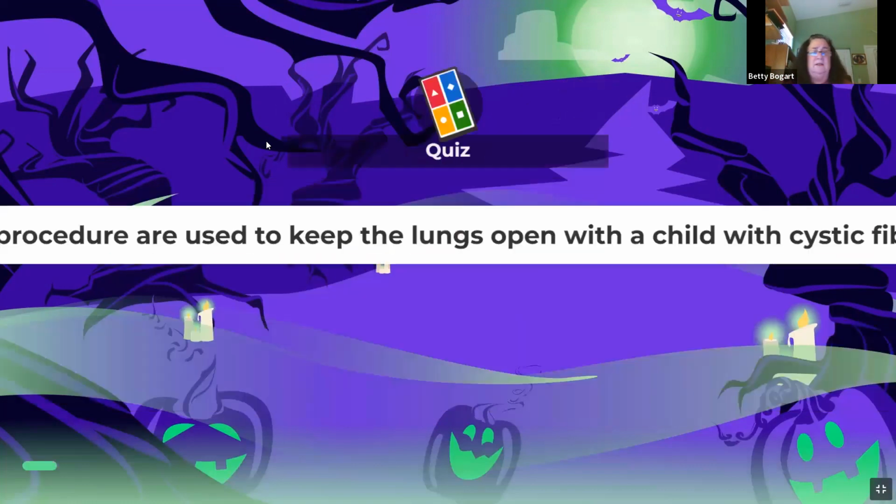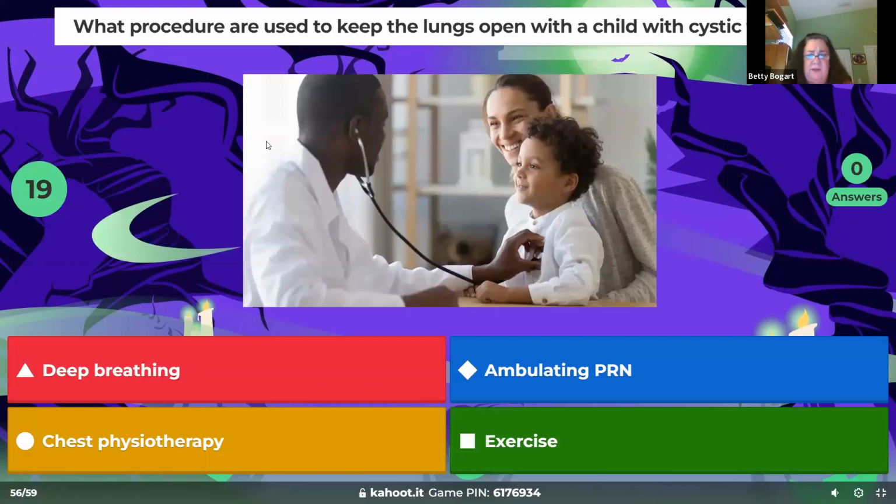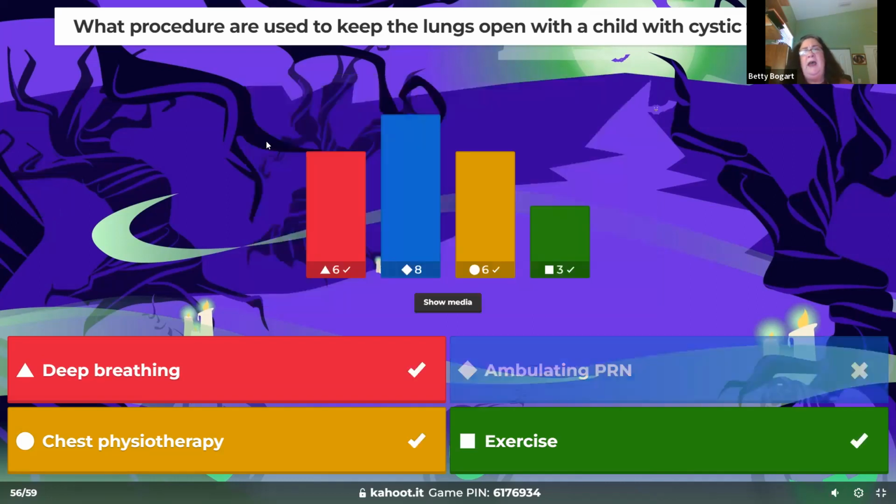A multi-select. What procedures are used to keep lungs open with a child with cystic fibrosis? You're talking lungs in any way. How do we take care of lungs? Deep breathing, chest PT, exercise, and we're going to ambulate more than PRN. We're going to get them up twice a day, 3 times a day, not PRN.